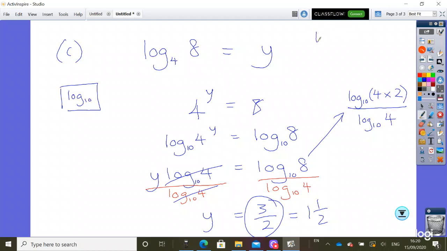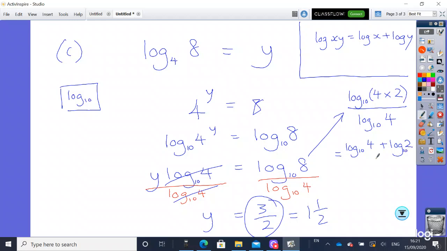Now, I think we learned a rule that if you have log xy, that's equal to log x plus log y, isn't it? So that means I can split that into log 10 4 plus log 2, over log 10 4.